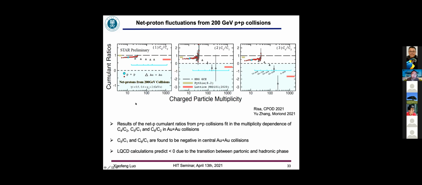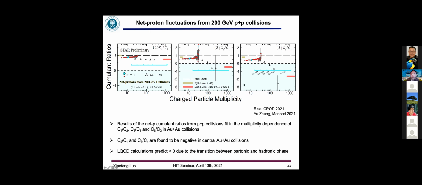We also reported the pp collisions in STAR. This is C4 over C2, C5 over C1, and C6 over C2. This is the multiplicity dependence of the pp collision results. It follows the trend of the Au+Au 200 GeV result. And gradually, when you go from low order to higher order, you can see that the central Au+Au collisions enter into the negative region, which is the shadowed band.